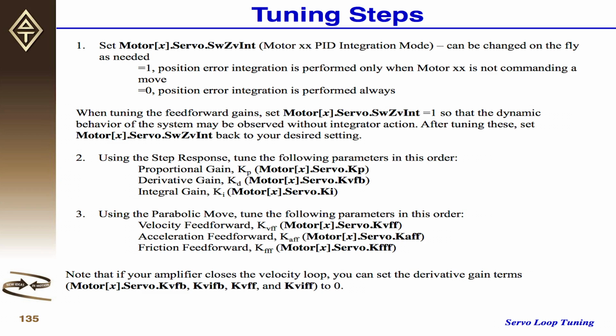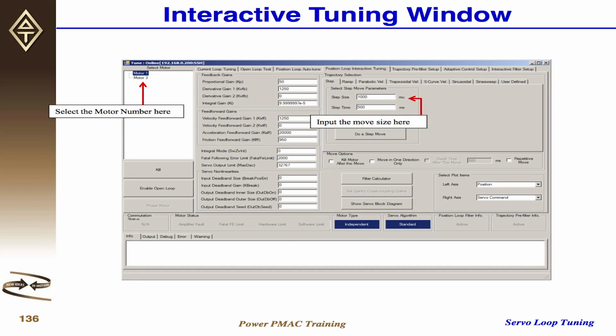Okay, all right, so the interactive tuning window can be found in the IDE by clicking Tools and then Tune. Please do that now. And then go to the Position Loop Interactive Tuning tab, and that's where we'll be spending the next hour and a half or so. The first test trajectory is under the Step tab right here, where I have highlighted.